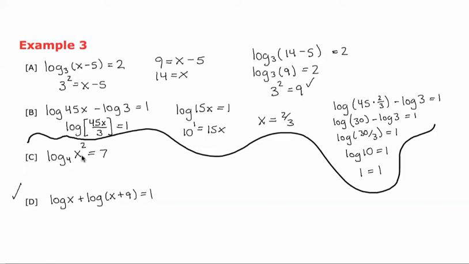I'm going to convert this directly into exponential form, so 4 to the 7th power equals x squared. Now, what is 4 to the 7th power? That's going to be a big number. 4 raised to the 7th power is 16,384, so 16,384 equals x squared.